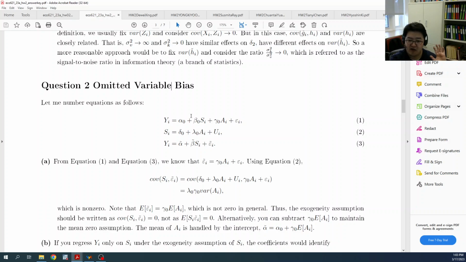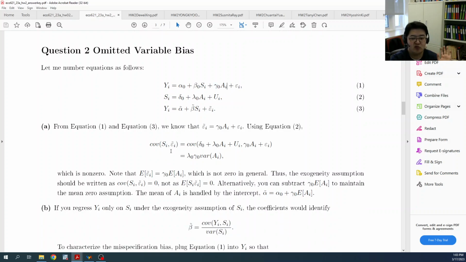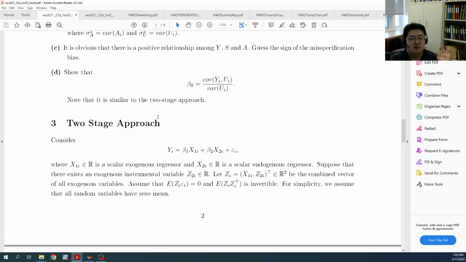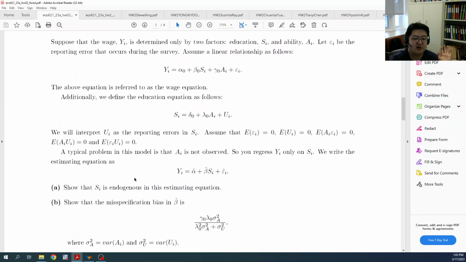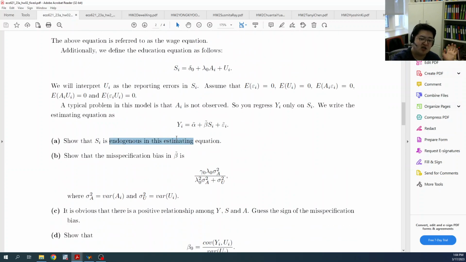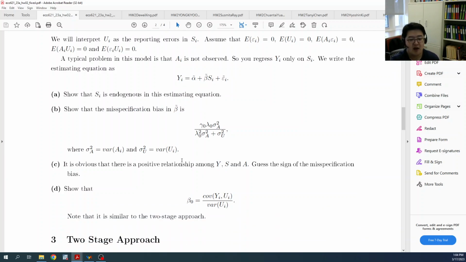So when you do your research, you have to worry about whether any variable is omitted. A variable is important in your analysis, but it's not observed. And if so, you have to think about what kind of endogeneity it causes. So show that there is endogeneity because of the omitted variable. And then you can show that the misspecification bias arises in the coefficient. Even if you cannot identify the true parameter, you can guess the sign of the bias. So you can tell whether you are overestimating or underestimating. That's the typical process you are going to follow in your data analysis.